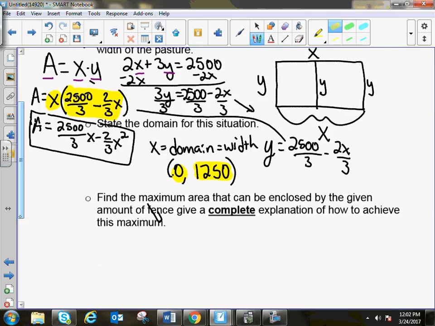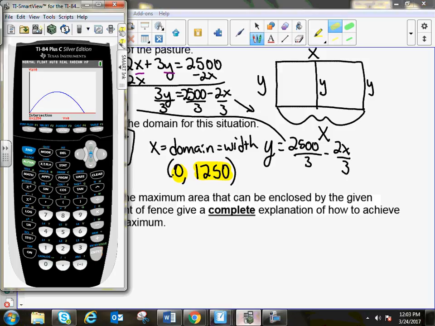Now, the third part wants us to find the maximum area that can be enclosed by the given amount of fencing. Give a complete explanation of the maximum. So let's go back to our calculator. Clearly, the maximum would be the local maximum, or in this case, the absolute maximum, as well as the vertex. So we're going to ask our calculator to do maximum.